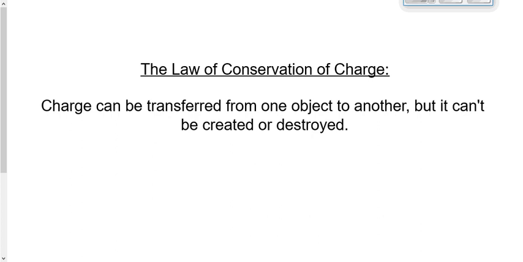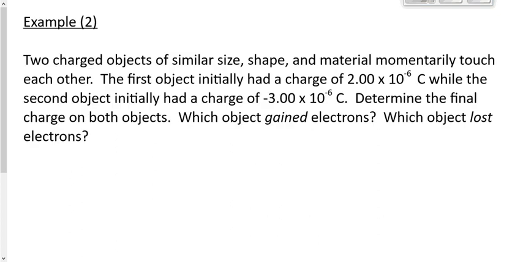First example number 2 that's on your sheet, says 2 charged objects of similar size, similar shape, similar material momentarily touch each other. The first object initially had a charge of 2 times 10 to the minus 6. The second one is negative 3 times 10 to the minus 6. What's the final charge on both objects? Which one gained electrons and which object lost electrons?